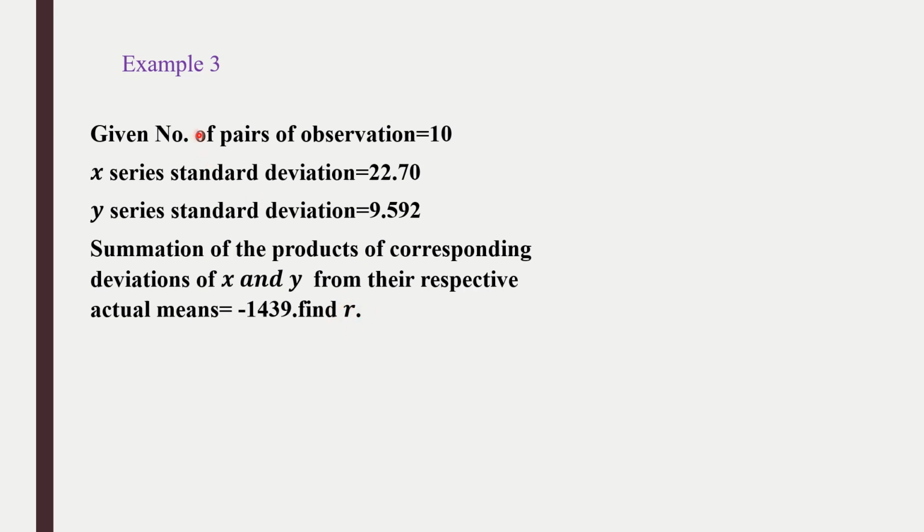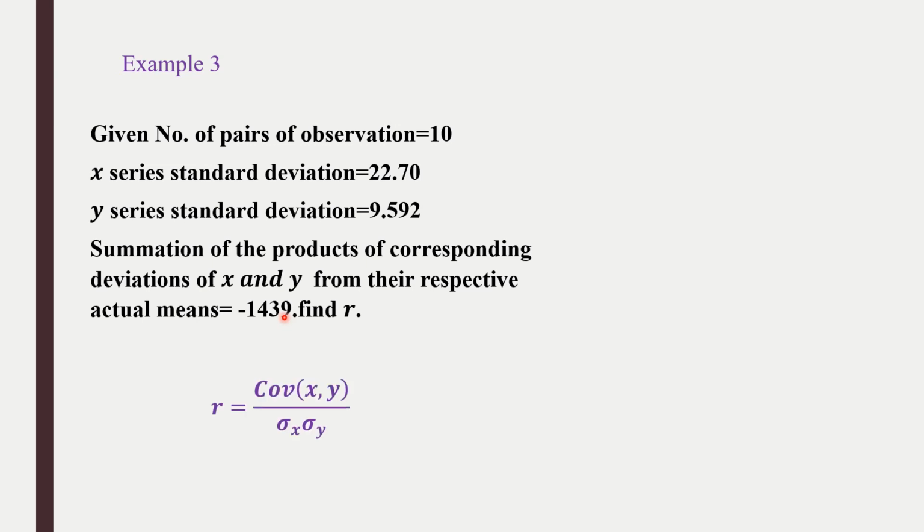What are the things given? N is equal to 10. X series standard deviation means sigma X, 22.7. Y series standard deviation is 9.592. Now summation of the product. Summation is summation. Product means two terms. The product of corresponding deviations of X and Y from their respective actual means. Actual means are X bar and Y bar. So we are given summation of X minus X bar into Y minus Y bar is -1439.